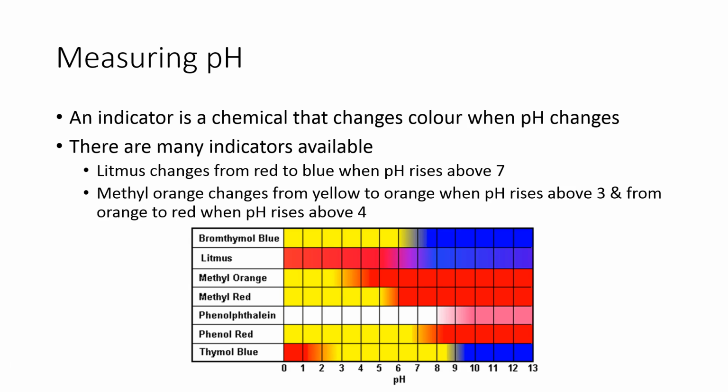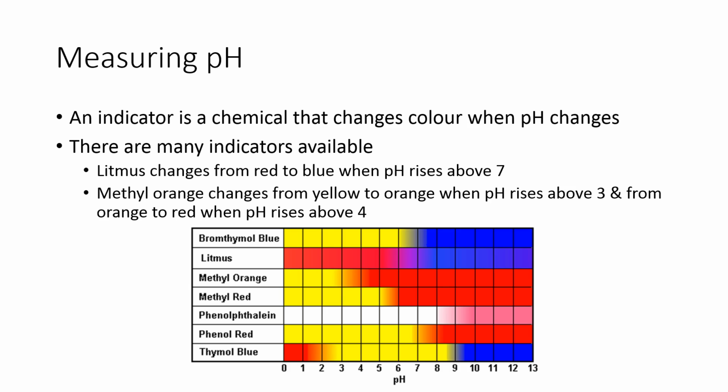There are also many indicators that are available to us in the chemistry lab. Litmus is one that we've already discussed. It changes from red to blue whenever the pH rises above 7. If the pH is hovering right around 7, litmus will be a mixture of red and blue and will look a bit purpley. Methyl orange is another example.